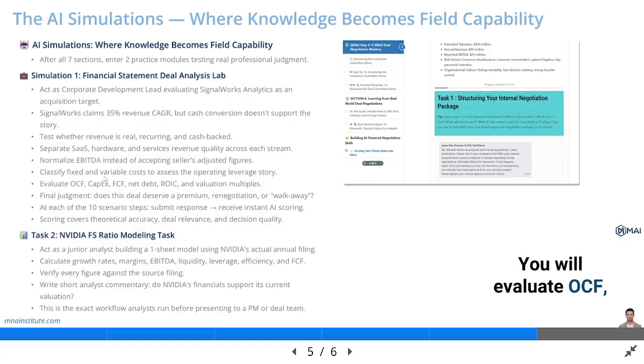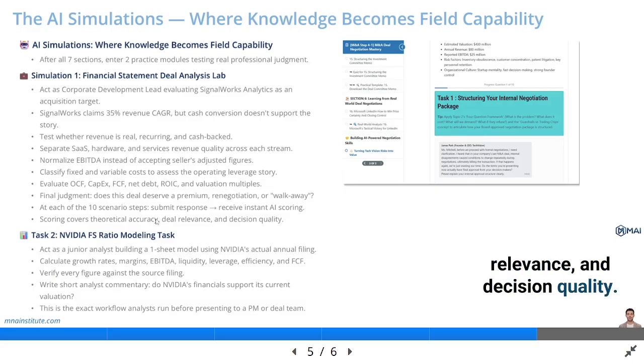You will evaluate OCF, CapEx, free cash flow, net debt, ROIC, and valuation multiples. The simulation ends with a judgment. Does this deal deserve a premium, a renegotiation, or a walkaway? At each of the 10 scenario steps, you submit your response and receive instant AI scoring across theoretical accuracy, deal relevance, and decision quality.